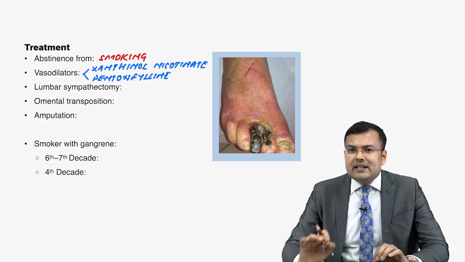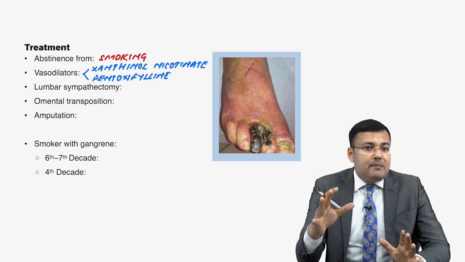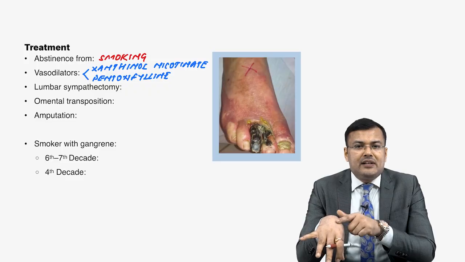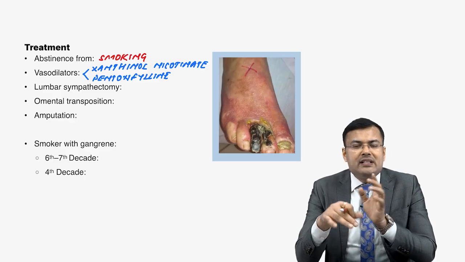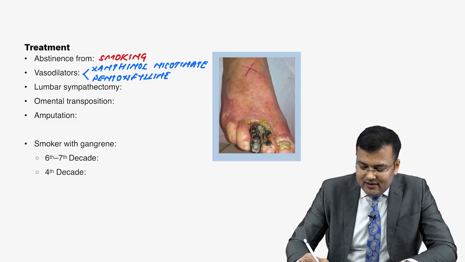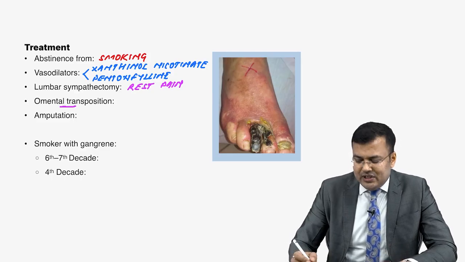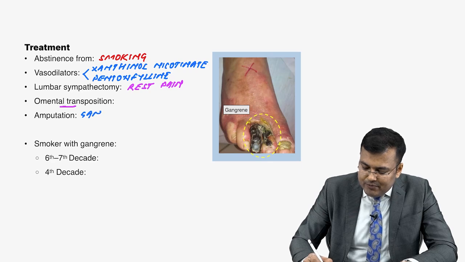Second, lumbar sympathectomy. We discussed the physiology that muscle blood supply is not under sympathetic control. So lumbar sympathectomy is not done for intermittent claudication. The skin blood supply is under sympathetic control. So whenever there is sympathetic stimulation, there is cutaneous ischemia. Because of cutaneous ischemia, there is rest pain. So for which indication are we performing lumbar sympathectomy? Yes, lumbar sympathectomy is done for rest pain. Another treatment option is omental transposition around the arteries. And if the patient is having gangrene, as you can see in this image, for gangrene we have to go for amputation.